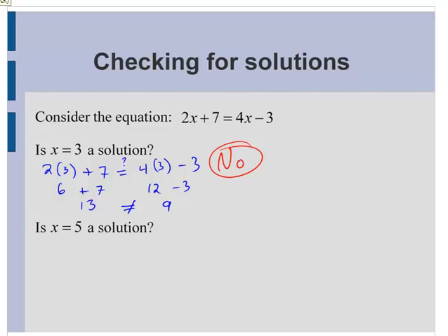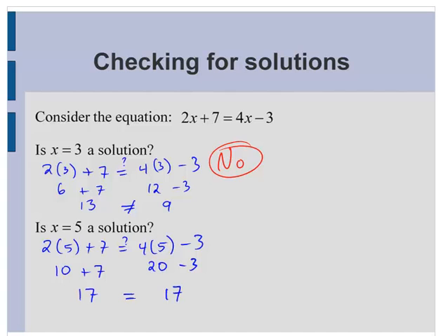Why don't you try to determine if x equals 5 is a solution of the equation? Alright, so substituting and evaluating. Two times 5 is 10. 10 plus 7 is 17. 4 times 5 is 20. 20 minus 3 is 17. 17 is equal to 17. So therefore, yes, x equals 5 is a solution of the equation.